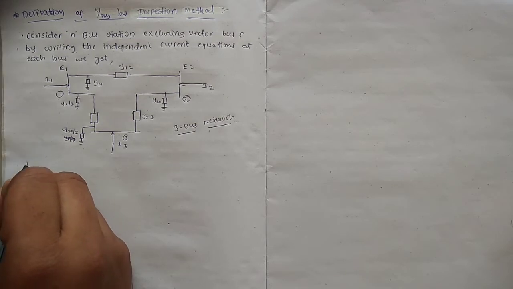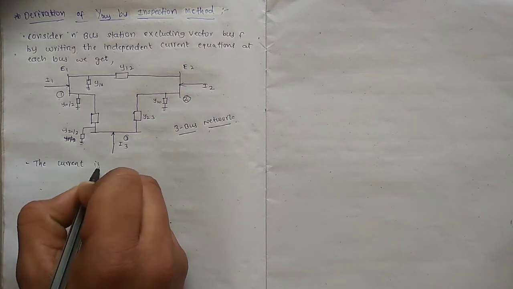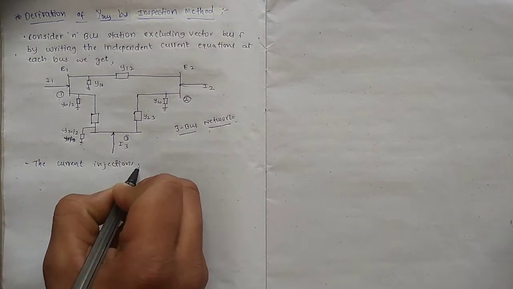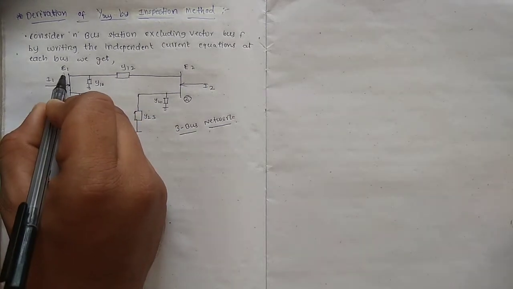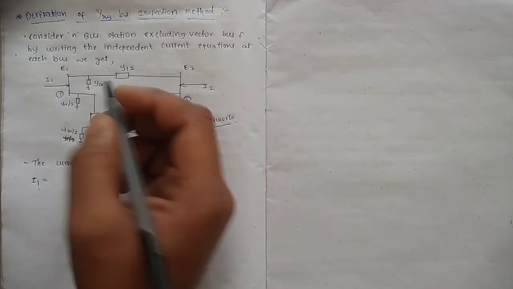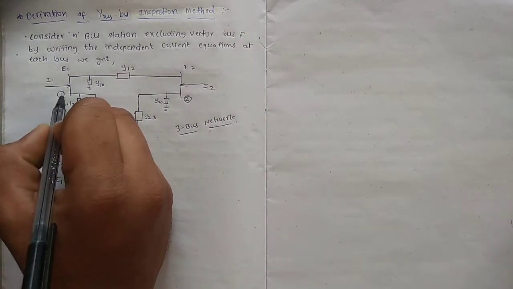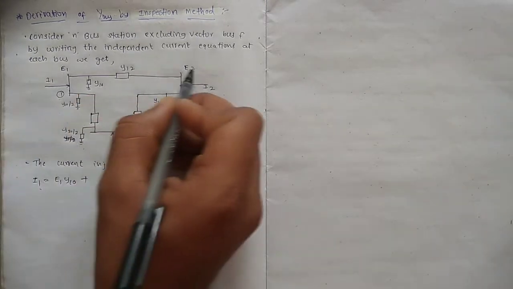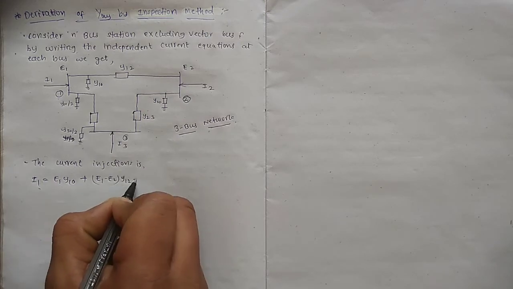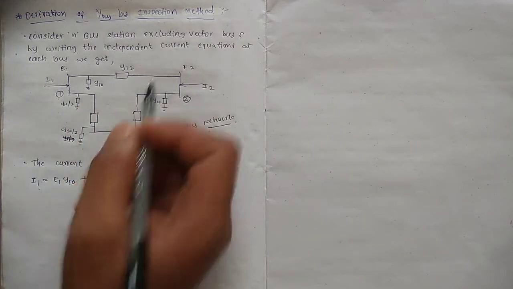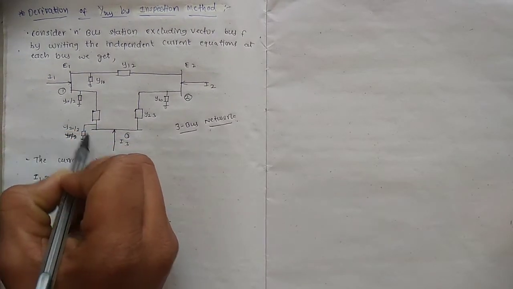The current injection I1 is equal to E1 into Y10, the admittance at bus 1, plus (E1 minus E2) into Y12. We completed this element, and from bus 1 this network is also connected, right? 1, 2, 3, we have to see.